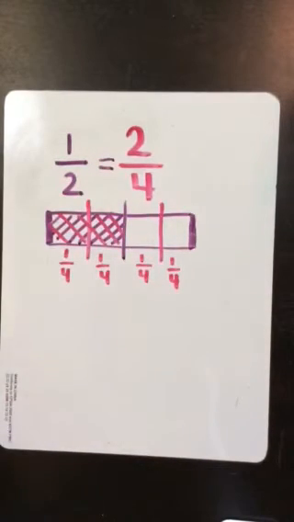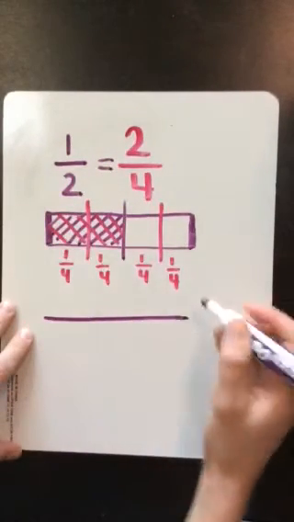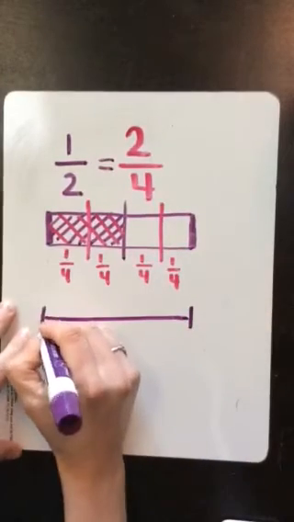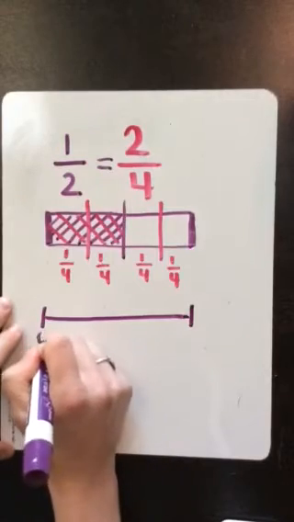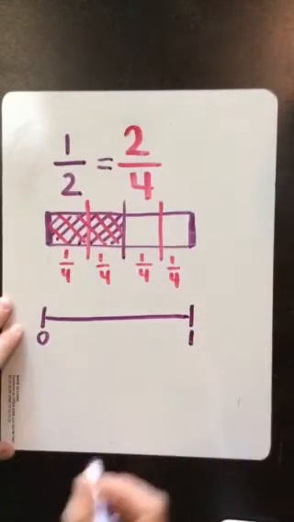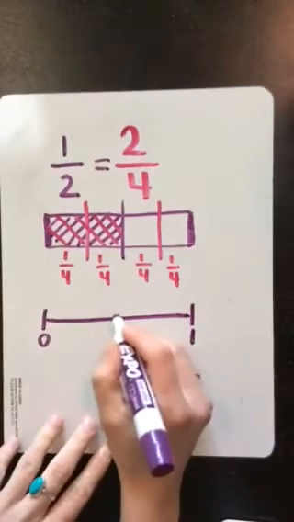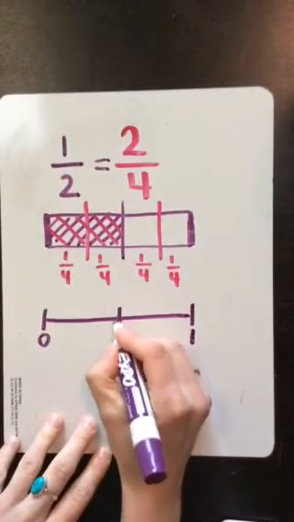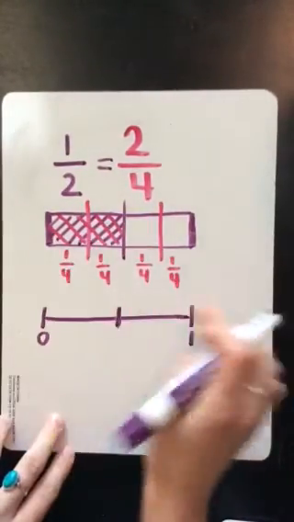I could also show this using a number line. So here I'm going to draw my number line. When I'm drawing a number line, I want to make sure I label my endpoints, 0 and 1. What is my first fraction? 1/2. So I know I need to decompose or separate my number line into 2 equal parts. Now I'm going to label my halves.